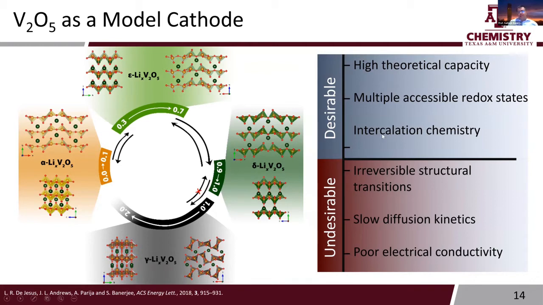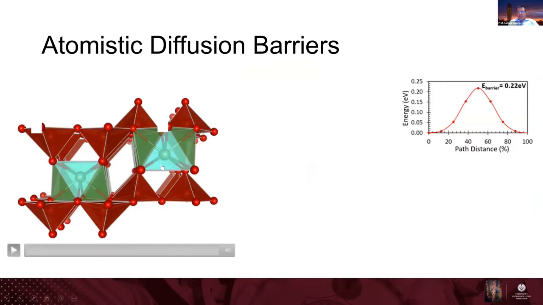So way back, Stan Whittingham and others thought this would be a great intercalation host, but quickly it turned out that there were quite a few problems to it. So the diffusion kinetics of ions is relatively slow. The electrical conductivity of V2O5 is not very good, and there's a whole series of irreversible structural transitions. So what I'm going to try to do is take you through a lot of work that has been done by my group and others over the last decade and a half, to address these problems and develop a viable commercial cathode material. Okay, so let's start with looking at the problems.